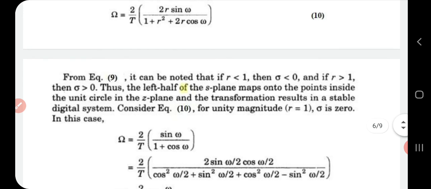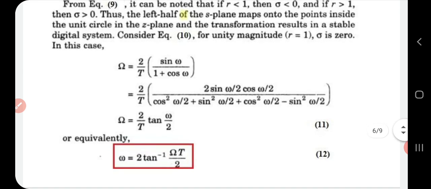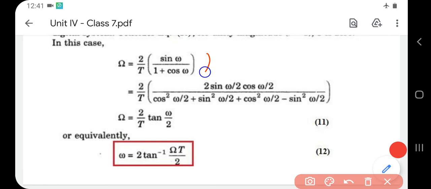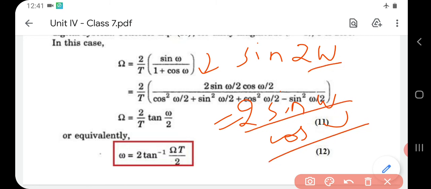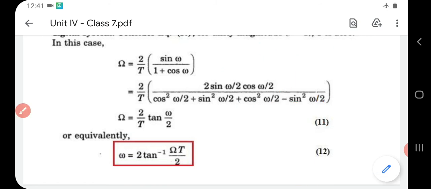Omega will become 2 by 2 into sine omega by 1 plus cos omega. Now how does this reduce to this? See, you know sine 2 theta is equal to 2 sine theta cos theta. So sine 2 omega will be 2 sine omega cos omega, right? So what will be sine omega? It will be 2 sine omega by 2 cos omega by 2. So that is the numerator. Now what about the denominator?